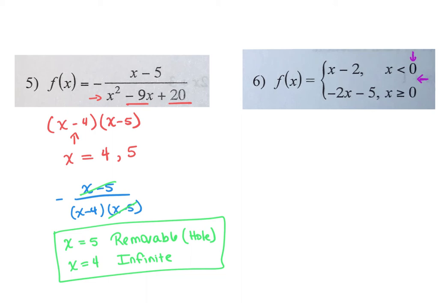What we really need to figure out is do they meet at the same spot so there's no break in the graph. And the way you figure that out is you plug it into both. So you plug it into the top one, 0 minus 2, well that's -2. You plug it into the bottom, -2 times 0 minus 5 is -5. No, they do not meet. That means this line ends at -2 on the y-axis, and this one jumps to -5 on the y-axis. And so it is discontinuous at x equals 0, and it jumps. So it is a jump discontinuity.